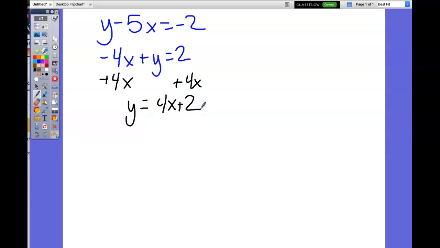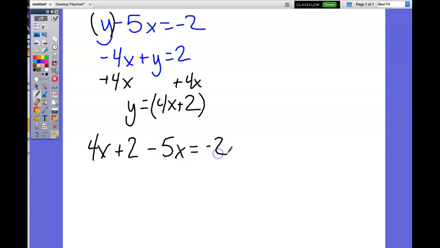Okay, so then you have one by itself, so we call for a sub. We sub this entire thing into y here. So I would have 4x plus 2 minus 5x equals negative 2. Is everybody good with the subbing part? Okay, so then you add your like terms, 4x minus 5x.